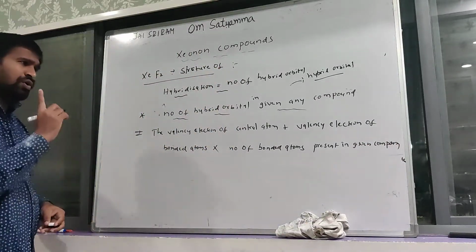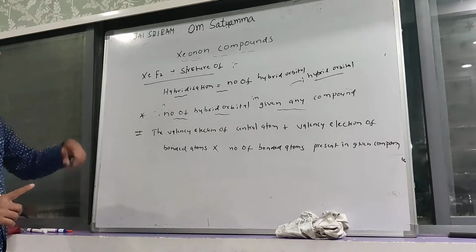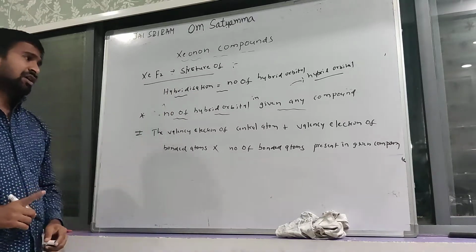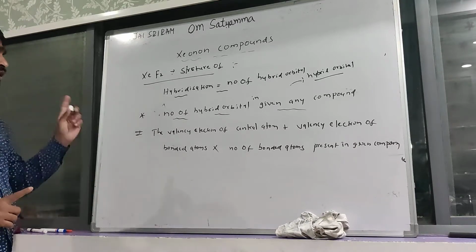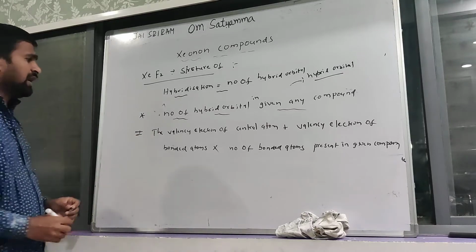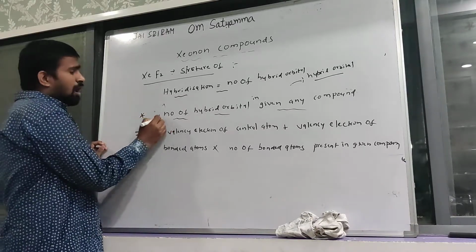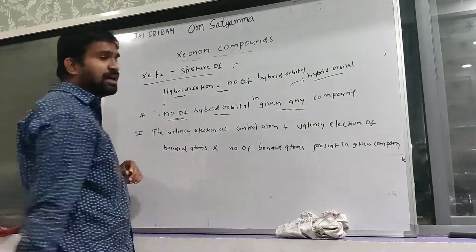Okay, if you know the chemical formula of any compound, then you can find out the number of hybrid orbitals. If you know the number of hybrid orbitals, then you can find out the hybridization of that compound. If you know the hybridization of that compound, you can say the structure of that compound. Clear? Okay. One trick: how to find the number of hybrid orbitals present in any given compound.